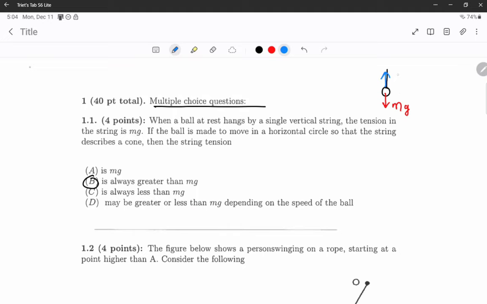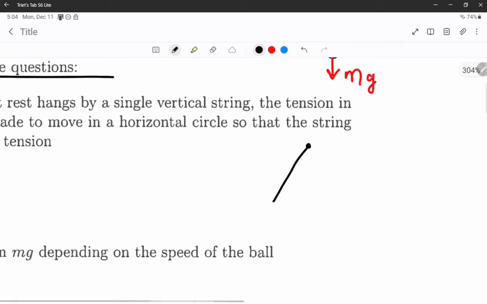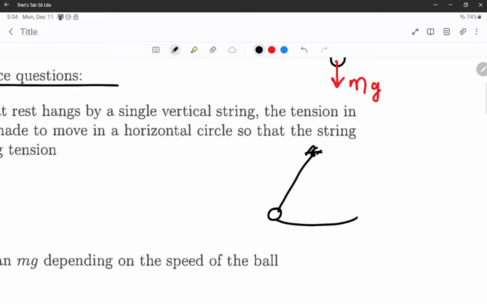If the ball is made to move in a horizontal circle so that the string describes a cone, then the string tension, in that case, is going to be something like this, right? You have a string, and then you have the ball down here, and it's moving. It's a cone shape, right? And in that case, it asks for the string tension.